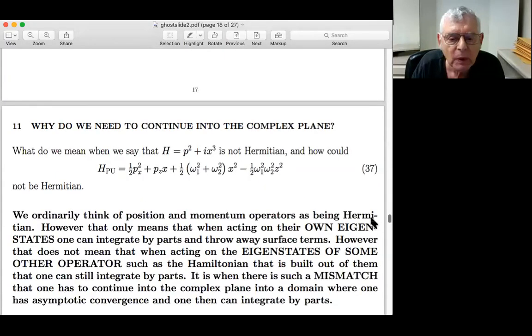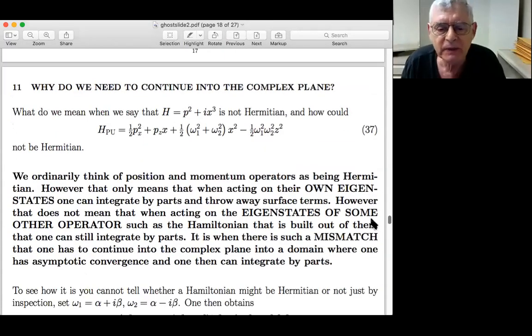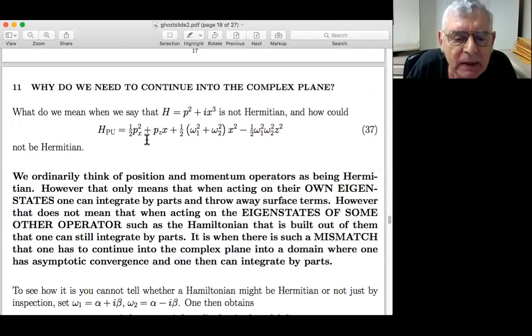Now, why do we need to continue into the complex plane in the first place? If I write down this Hamiltonian, the one we've been discussing, how could it possibly not be Hermitian? It's a sum of Hermitian operators. Well, the answer is, when we say that a position or a momentum operator is Hermitian, we mean when they act on their own eigenstates.